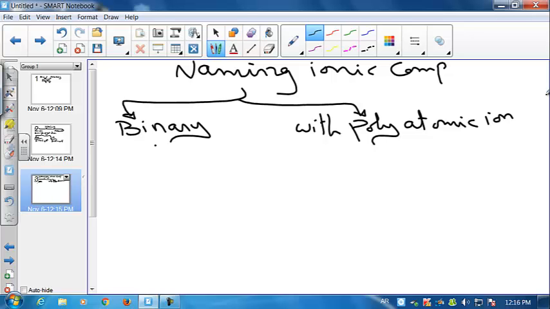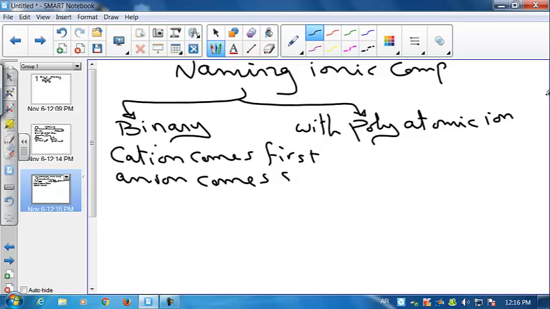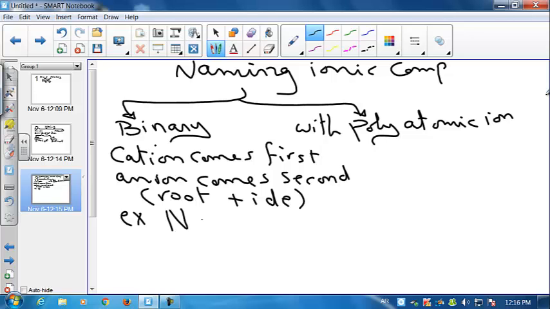The cation comes first. This is the system. Then the anion comes second. The cation is named as it is. We say sodium, we say potassium. And for the anion, we put the root and then ide. Example: sodium chloride, the most famous one.